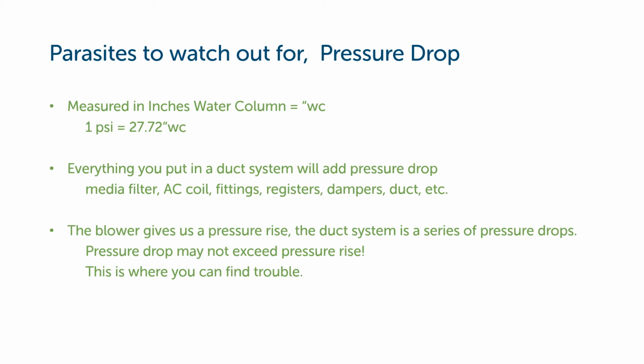Pressure is measured in inches of water column. And everything you put into a duct system is going to add pressure drop, which is sort of like a parasite. It kind of robs the system of the pressure that it needs to move the air. So everything adds a pressure drop: the filters, the AC coil, all the fittings, the registers, the dampers, the ducts, etc. Now the blower gives us a pressure rise, and all the ducts and fittings are a series of pressure drops.